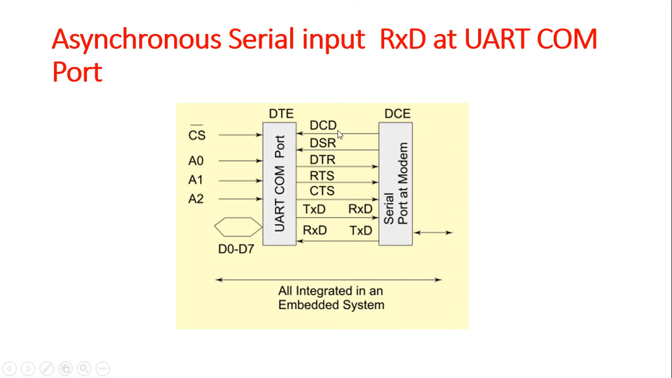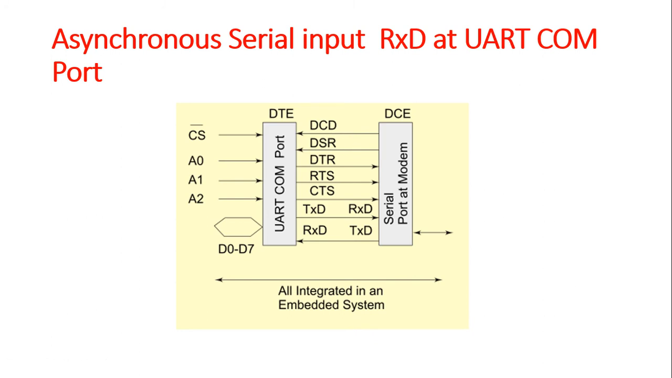The major two pins are the transmission pin and reception pin. The transmission pin of the UART is connected to the receive pin of the serial port, and the transmission pin of the serial port is connected to the receive pin terminal of the UART port. And there are another two pins, RTS and CTS, that is, ready to send and clear to send. Another pair of pins is data set ready and the data carrier detect.